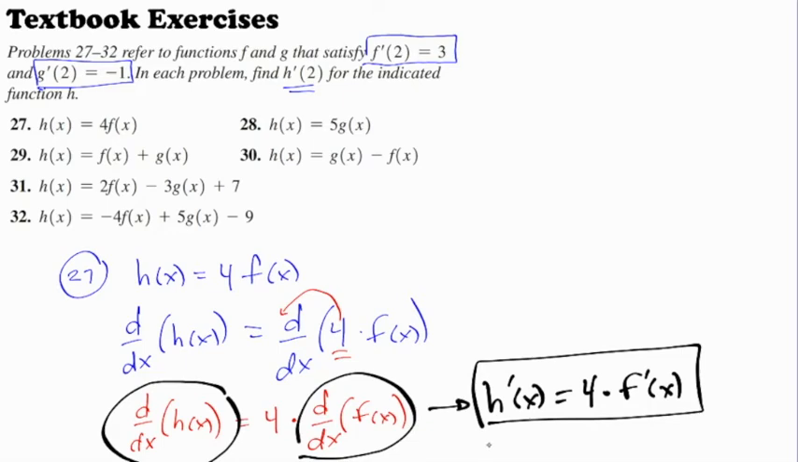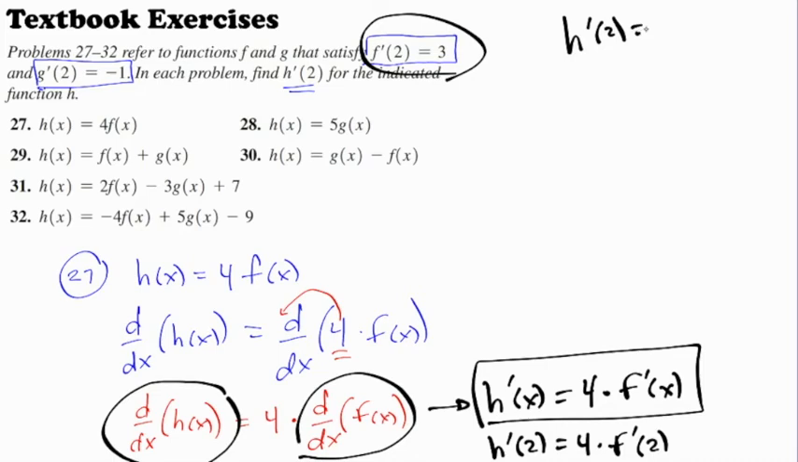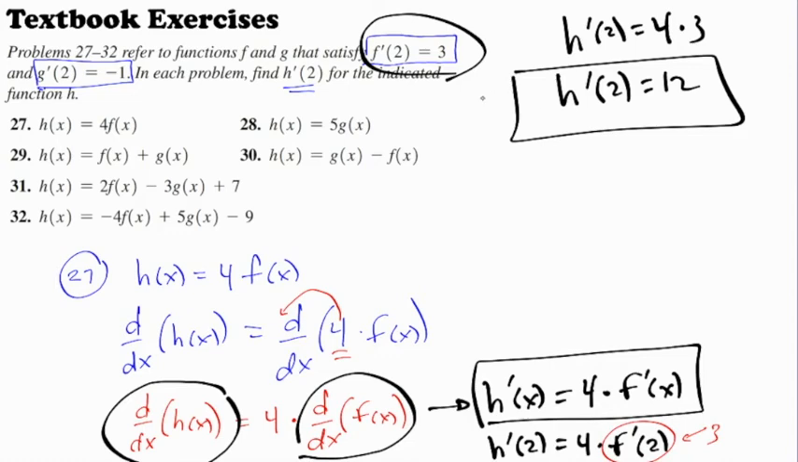So we are asked to evaluate h prime of 2. So that means we'll get 4 times f prime of 2. If I replace x in the h prime with 2, then I have to replace all x's with 2. And we see that f prime of 2 is 3 up in the directions. So this means that h prime of 2 will be equal to 4 times 3, because we replaced this with 3, because that was given to us. And we can finally say that h prime of 2 is equal to 12. And that is problem 27.